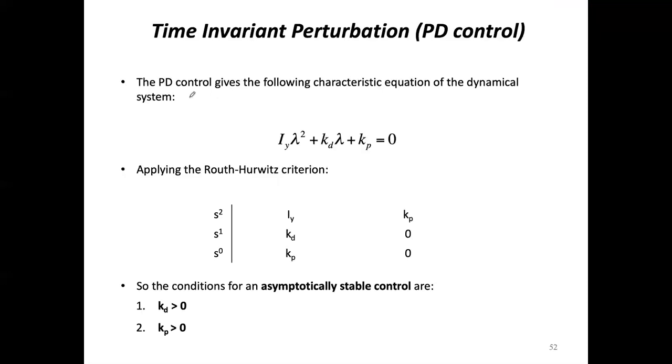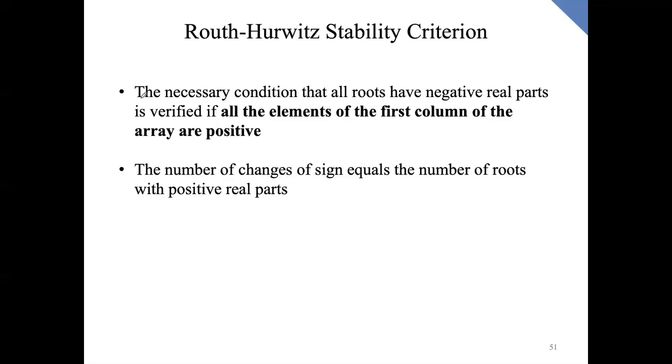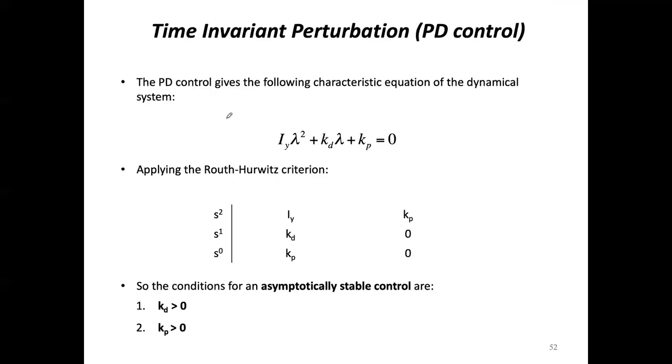As I said, it is more complicated because it's general for every single system. But you can see that this criterion provides the necessary condition that all roots have negative real parts, so the necessary condition to have asymptotic stability. It is different from what we have seen for gravity gradient, where we have seen only stability, but not asymptotic stability. So the necessary condition to have asymptotic stability is that all the elements in the first column have to be positive.